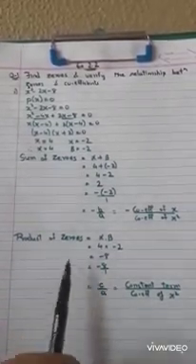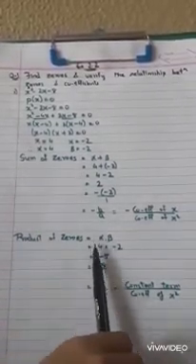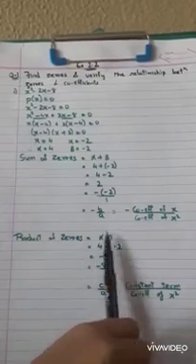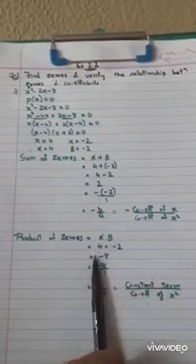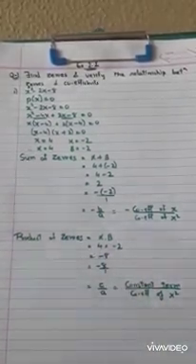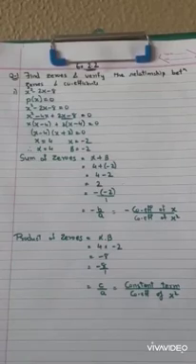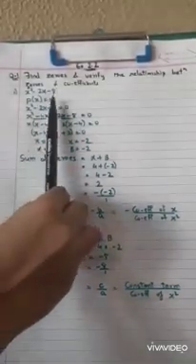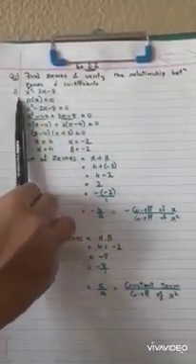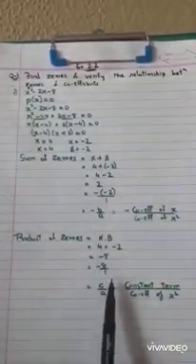Now product of zeros. Product of zeros means two zeros are alpha and beta, means alpha multiplied by beta. Alpha is 4, beta is minus 2. 4 multiplied by minus 2 is equal to minus 8. Now children, you know product of zeros formula is c by a. So here you can see c is minus 8, a is 1. That means minus 8 by 1.